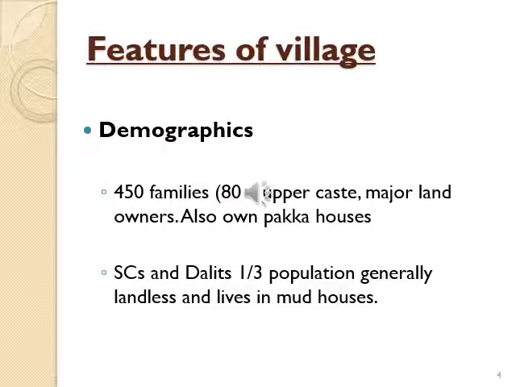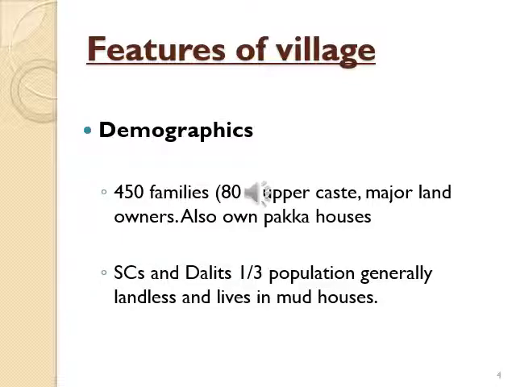Now, after having a fair understanding of the village Palampur, let us look at its various features, starting with its demographics. So this village has almost 450 families living in it, belonging to various different castes. Almost 80 upper class families live here who own the majority of land in this village, and they have big houses, pakka houses made up of brick and cement.